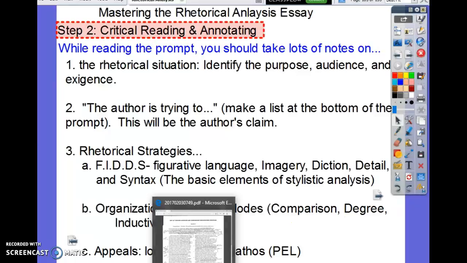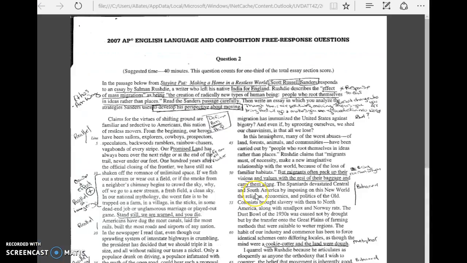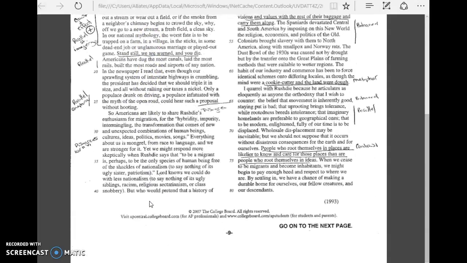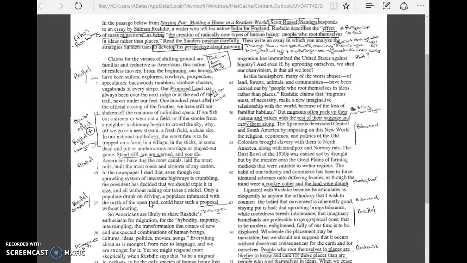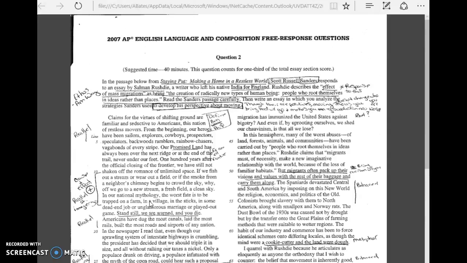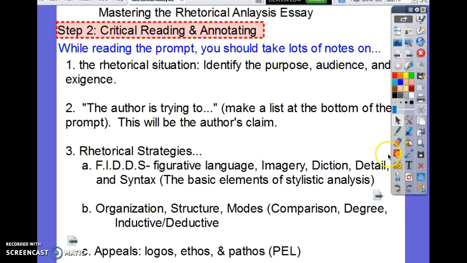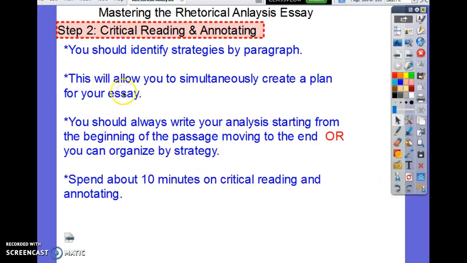And just to show you what that should look like, here's the prompt after I read it. Okay, and don't be weird and zoom in. But notice I underlined in the actual prompt. I underlined as I was reading. Your paper needs to look messy by the time you're done, but it's a messy that you can understand. Okay. So going back to the presentation, make sure that you identify the strategies by paragraph.